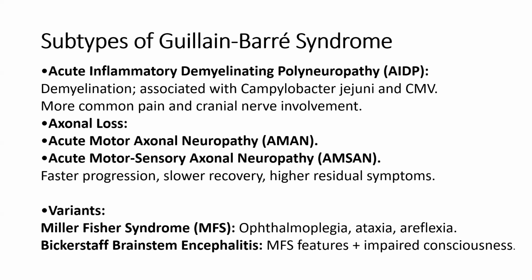There's a variant of Guillain-Barré called Miller-Fisher syndrome. You have to know this triad: ophthalmoplegia, ataxia, and areflexia. So this patient is going to have this triad. And then Bickerstaff brainstem encephalitis: we're going to have the Miller-Fisher with impaired consciousness. So they're going to have ophthalmoplegia, ataxia, and areflexia with impaired consciousness.